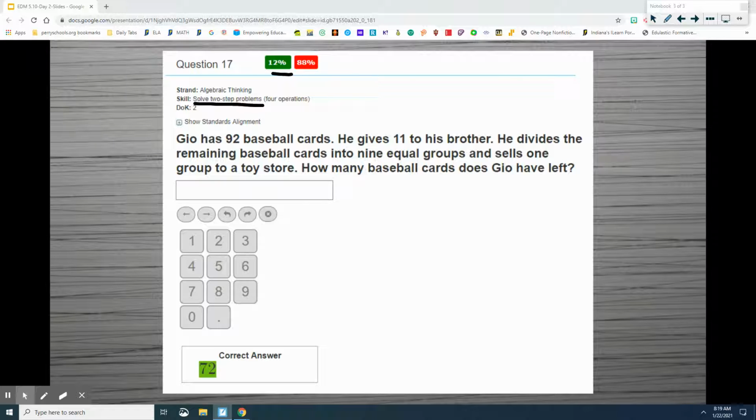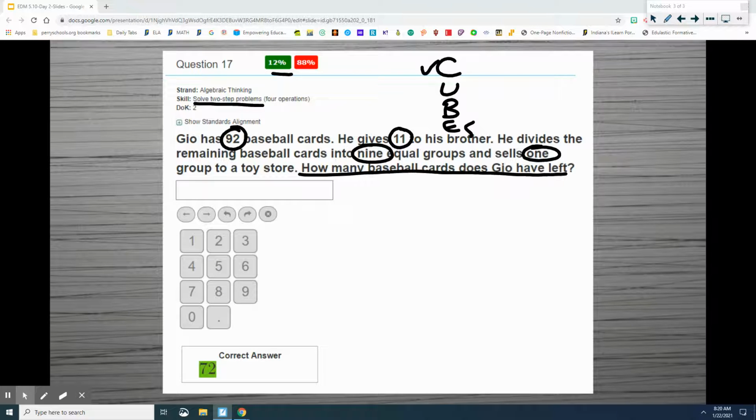So this one I will tell you is more than 2 steps. We're actually going to have to do a few steps in this. As I look at it, I'm going to go through with cubes and circle the numbers: 92 baseball cards, 11, and then I see the word nine, and then one. We have to remember to include the numbers that are spelled out with words too. So I'm going to underline the question: how many baseball cards does Geo have left?